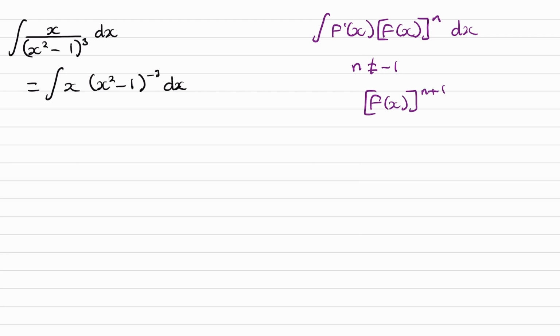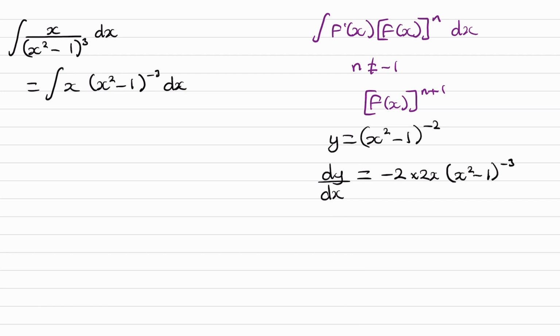So then, for what we have here, raise the power of the x squared minus 1 by 1. So this will then become y is equal to (x squared minus 1) to the power of minus 2. Differentiate this. So a factor of minus 2 comes out, since we're using the chain rule. The differentiation of the inside would be 2x. And then we have the same term that we had before with its power reduced by 1. So (x squared minus 1) to the power of minus 3. And that's just using the chain rule.